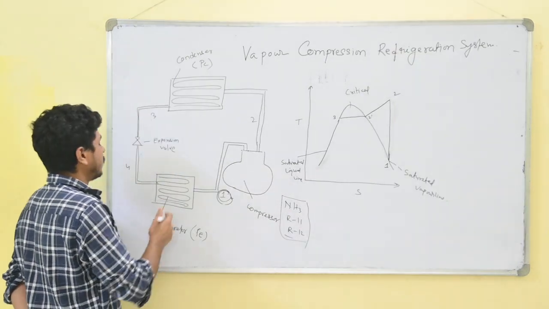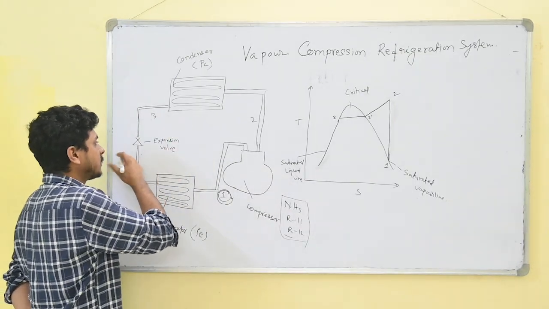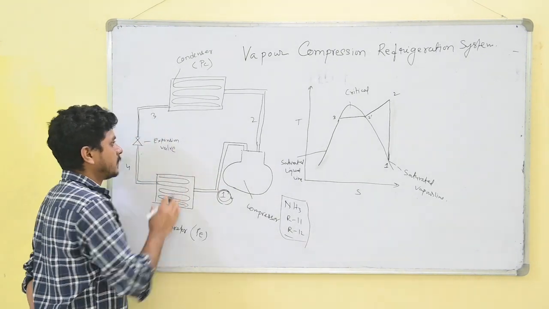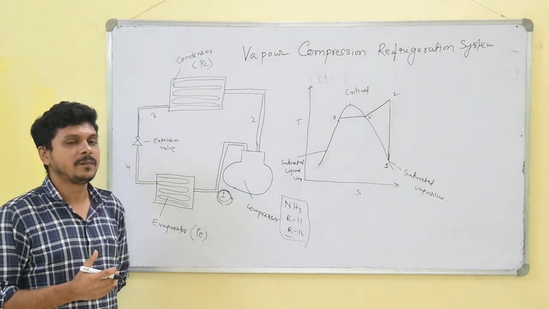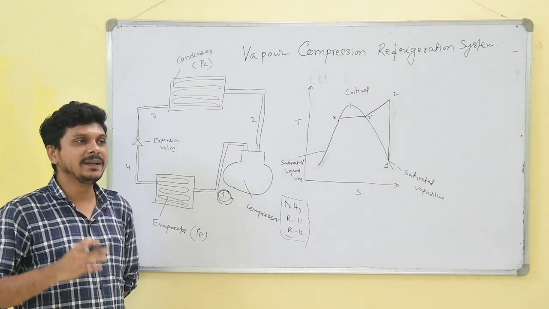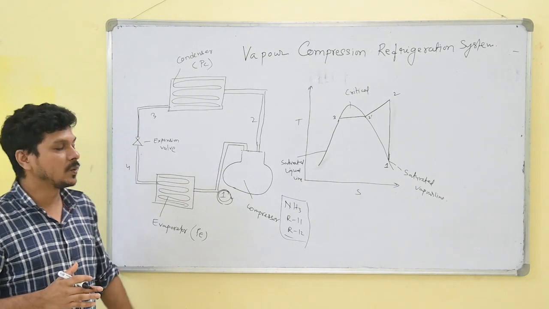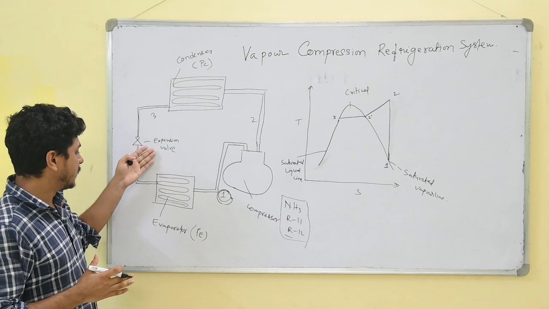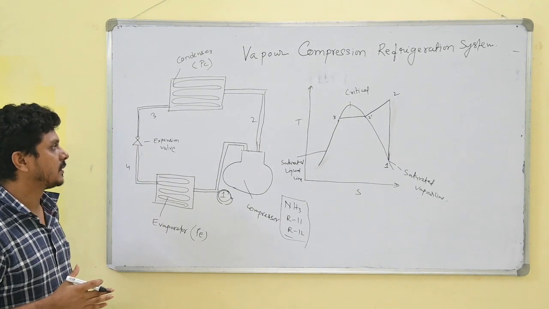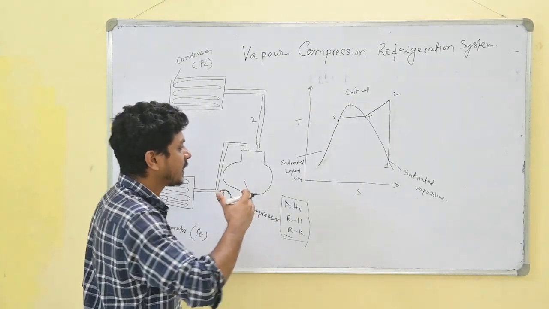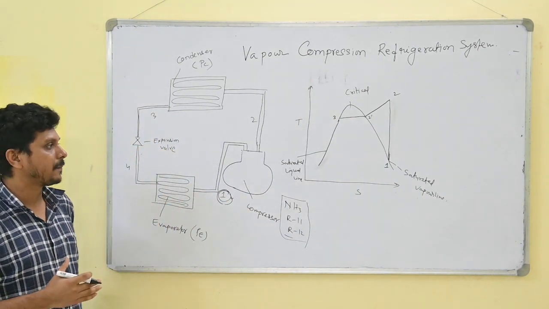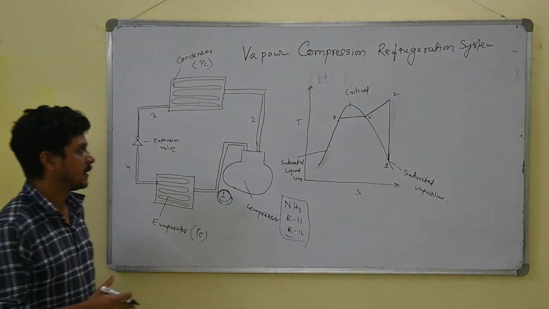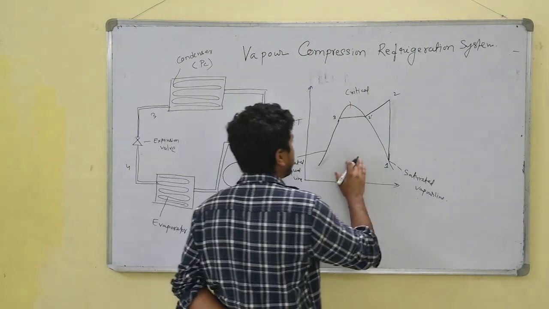After that, from 2 dash to 3, the refrigerant rejects the latent heat and converts into saturated liquid. Next, the refrigerant goes to the expansion valve or throttling valve. What is the function of the throttling valve? The throttling valve mainly reduces the condenser pressure and discharges at the evaporator pressure. That means here only the pressure is decreased, but enthalpy is constant during this throttling process. That's why it is called the throttling valve.